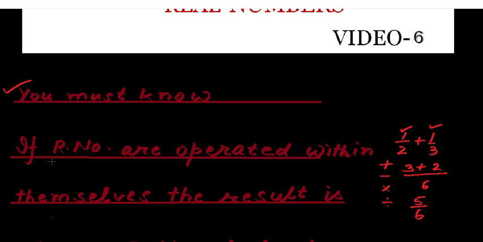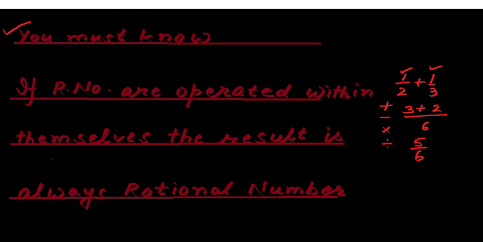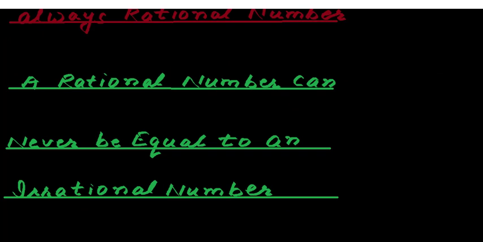So here in this result, we will use it later on to prove next questions. I am repeating, if rational numbers are operated within themselves, the result is always rational numbers. Next topic. A rational number can never be equal to an irrational number.